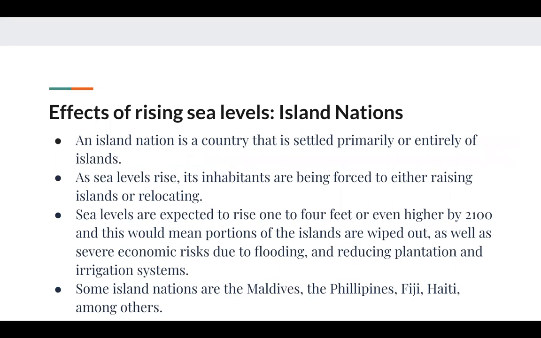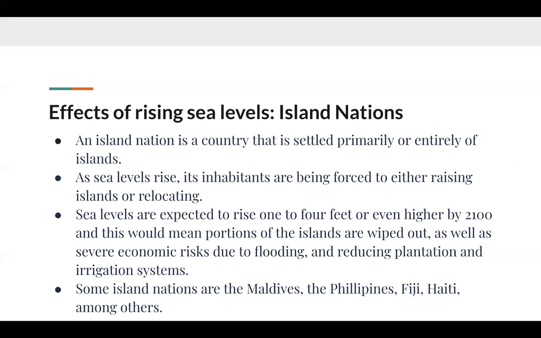So how do rising sea levels affect island nations? Island nations are particularly vulnerable to rising sea levels because they're completely surrounded by water, meaning that if sea levels rise even a little bit, it can cause damage to homes, it can cause mass flooding, along with other issues. Additionally, as sea levels rise, their inhabitants are being forced to either raise the islands, which can cost a lot of money and may not be economically feasible for some of these smaller countries, or they have to relocate to another area, which also poses humanitarian issues for who is going to allow them to relocate to their country.